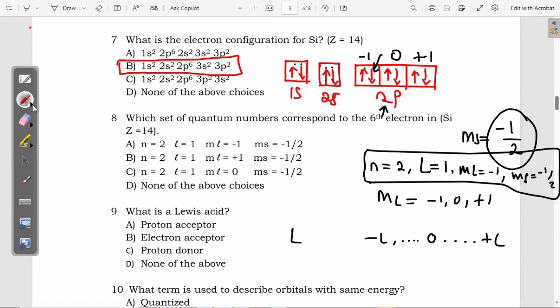Okay, on our options, I think A satisfies it because you can see n is 2, L is 1, and then ml is -1, which is what I found there. And then ms is -1/2 because this guy here is facing down like this. So we're going to choose this one here as our best answer. So I've shown how to find all those 4 quantum numbers.